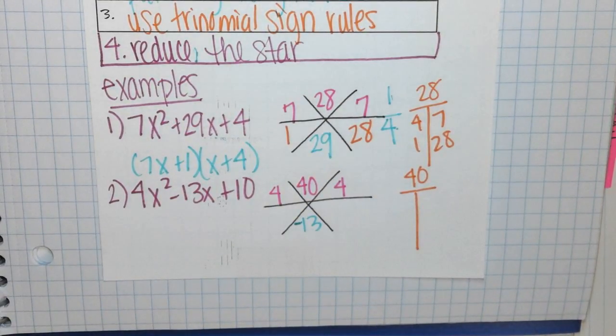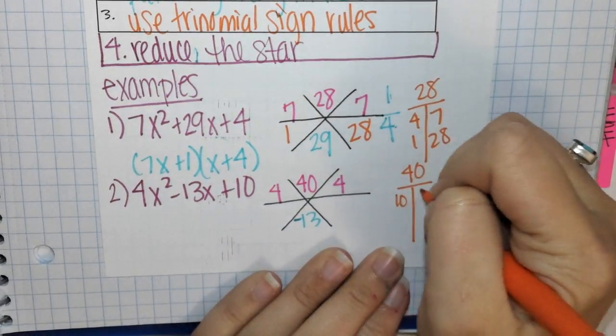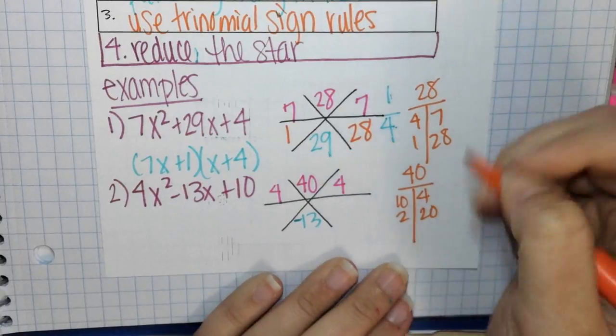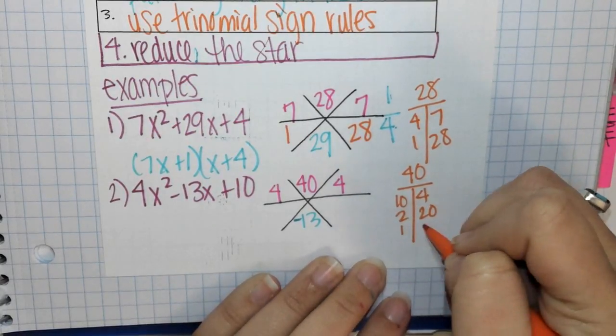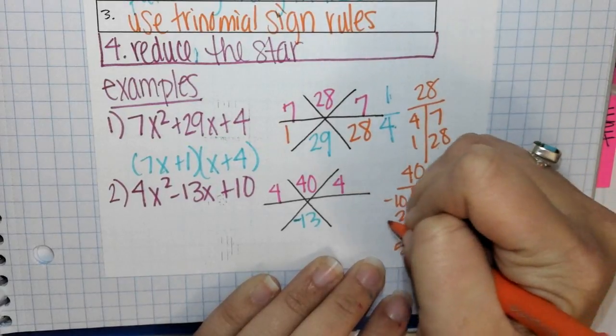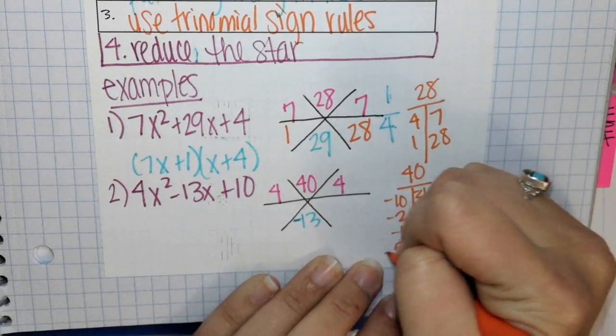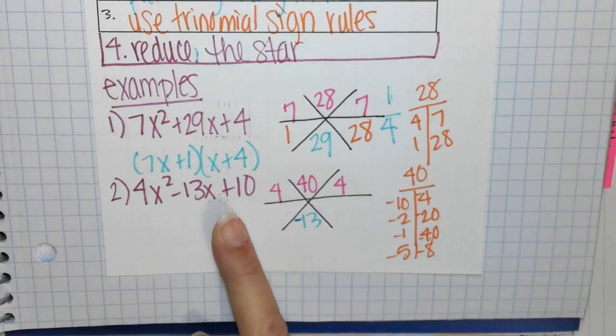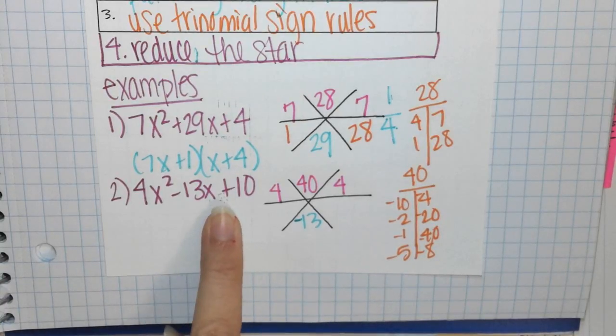Alright, now. Let's list all the multiples of 40: 10 and 4, 2 and 20, 1 and 40, 5 and 8. And they all need to be negative, right? Yes. Well, you tell me. Was C positive? So that would, okay, yeah.